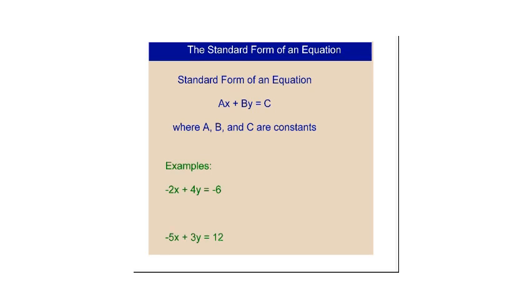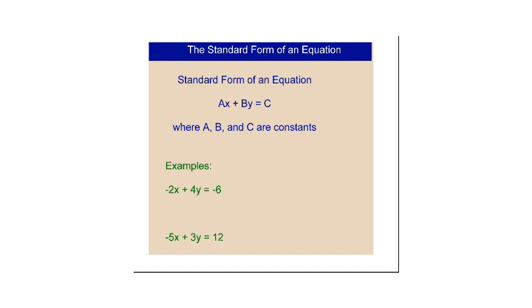So today we're learning about the standard form of an equation. The standard form of an equation, and this is equations that typically have both an x and a y value in them. The standard form is ax plus by equals c, where a, b, and c are constants. And we know that constants are just numbers.